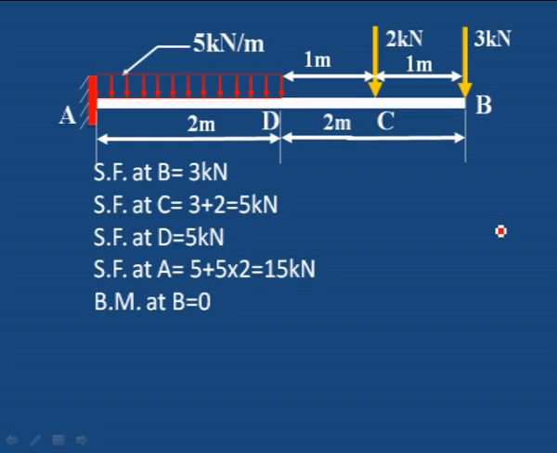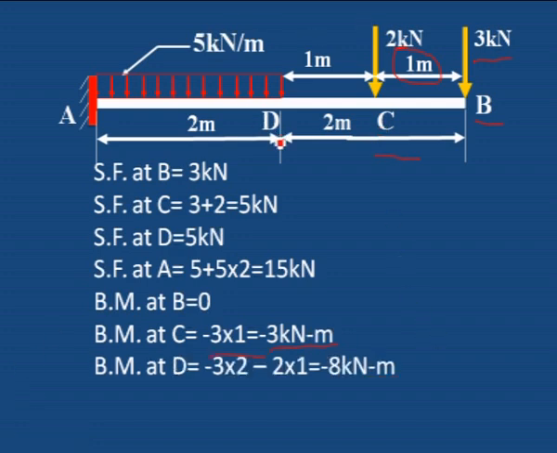Bending moment. Bending moment at B, this point, is 0. Bending moment at C. The force is 3 kilonewton, acting at a distance of 1 meter from C. 3 into distance 1. Minus 3 kilonewton meter is the bending moment at C.